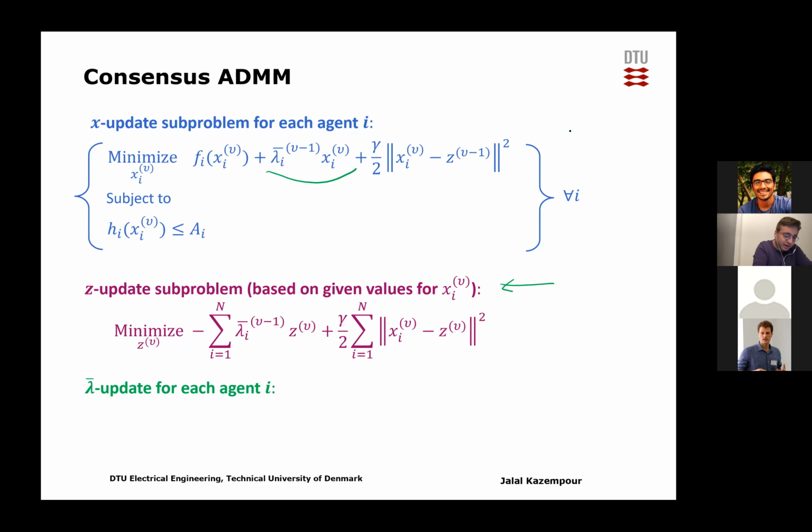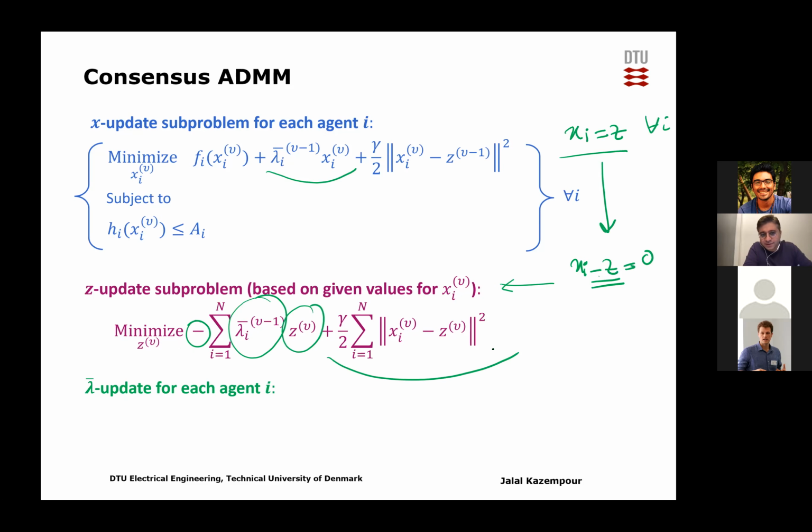Remember, our constraint to be relaxed was x_i is equal to z for all i. So if we write it in a canonical form, say x_i minus z is equal to 0. This is why we have minus. Minus comes from here, the same dual variable. And this time our local variable is z, because x is given in the z update problem. And our penalty term. And here we assume that we solve the two subproblems sequentially in each iteration. It's up to you. Also, you can write x_i in the previous iteration. We already talked about that.